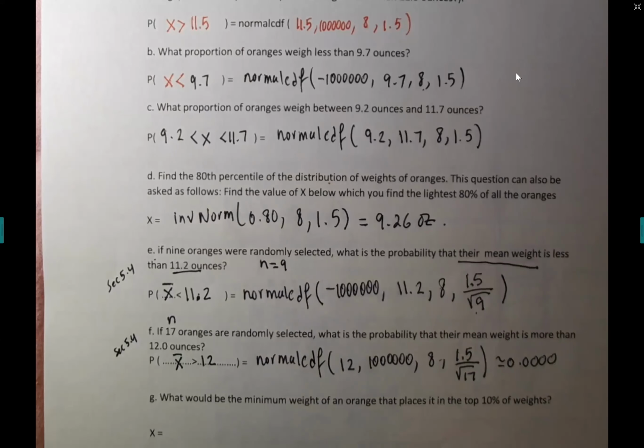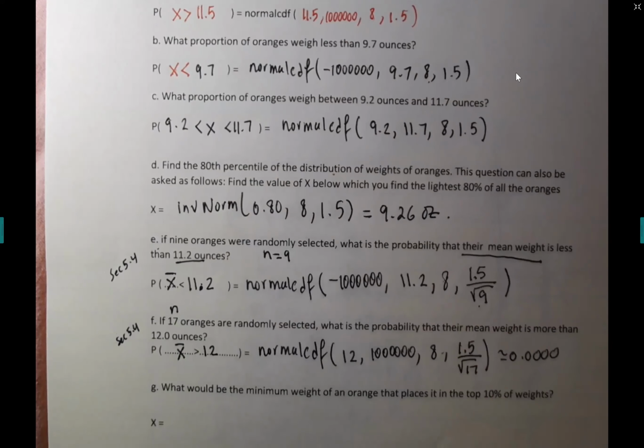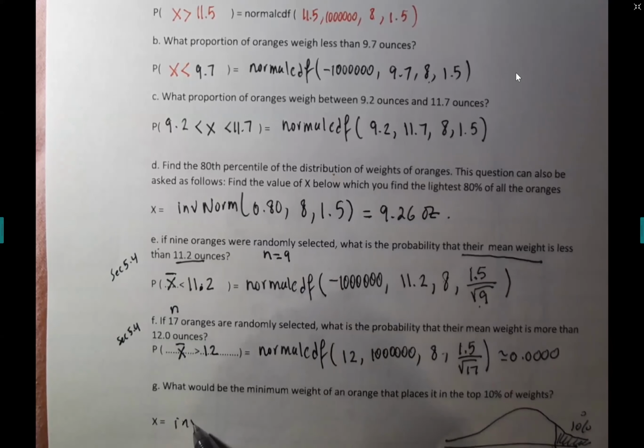Okay, G. What would be the minimum weight of an orange that places in the top 10%, guys? Top 10% of weight has to be on the right. So this orange right here, and that's a 10% area. We need this X value. So what is it going to be, guys? Inverse norm.